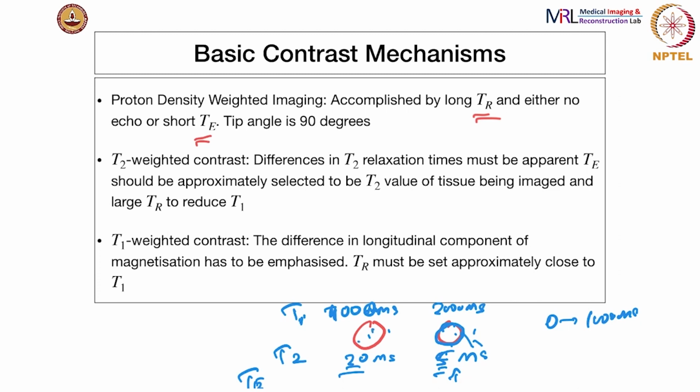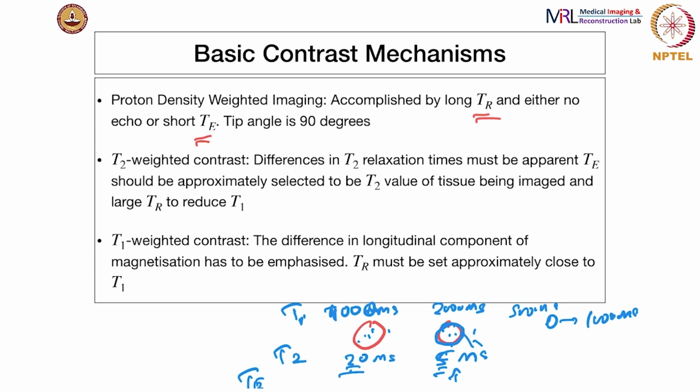So what you do is, you wait long enough. Let's say you wait 5000 milliseconds, which means that the longitudinal magnetization would have recovered in both of these tissues. And then once you flip, you measure immediately, which means that these T2 times will not influence your measurement. So that's how you get proton density weighted imaging.